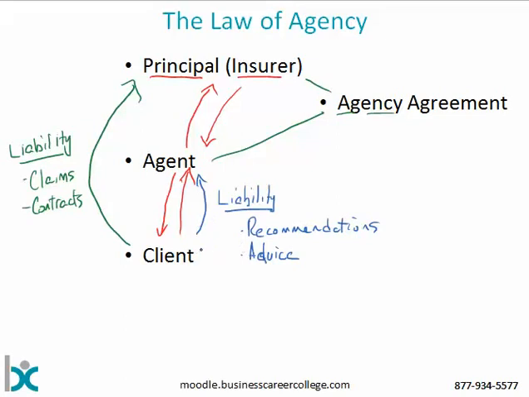So if the wrong amount of insurance is sold, for example, because of advice that the agent gave, then the liability concern would be here between the client and the agent. But if the correct amount of insurance is sold and then there's a dispute about whether the claim will pay, that's where we would go this route. The client's beef is with the insurer, and that's where any dispute would be handled.